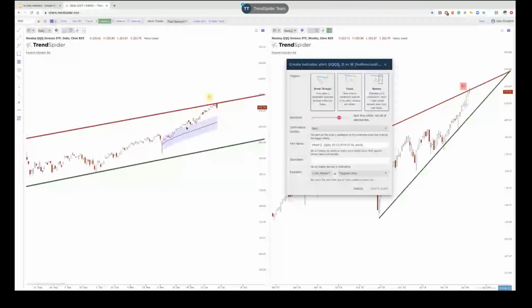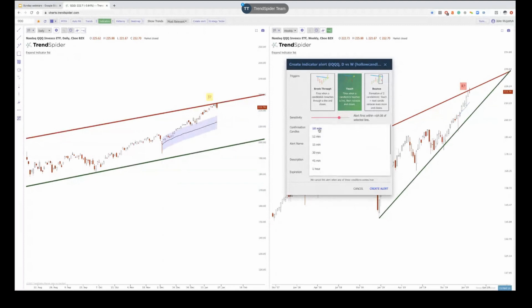Same thing though, touch. We want to know when the 10-minute candle gets anywhere within this area. Previously, when I made the alert, the 30-minute candle was the lowest that we could go. That's because of the math on the back end with the weekly candle. If you are on a daily candle, you will be able to get that confirmation candle down to 10 minutes. So we'll do the same thing, just anchored VWAP December 3rd, and we'll have it expire in maybe 15 days.